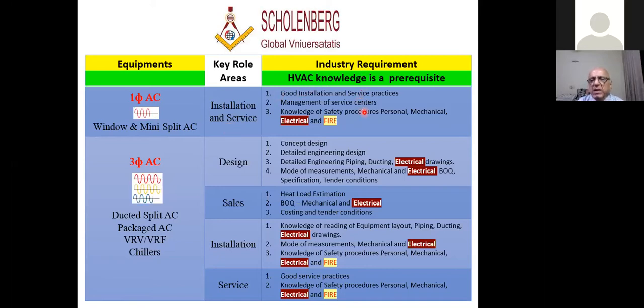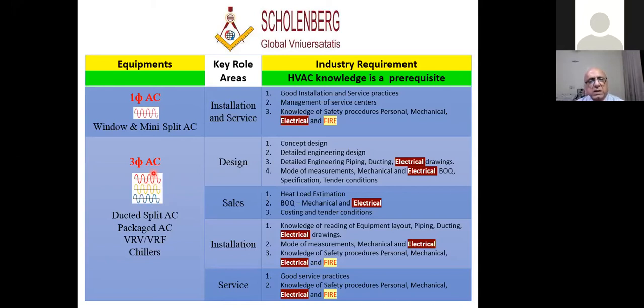Industry requirement. What does the industry want from you? Basic HVAC knowledge is a prerequisite. Without that, nothing starts. One, good installation and service practices you should know. Two, management of service centers. Three, knowledge of safety procedures. Safety is of three types, in fact four types: personal, mechanical, electrical, and fire. This is very important, fire.